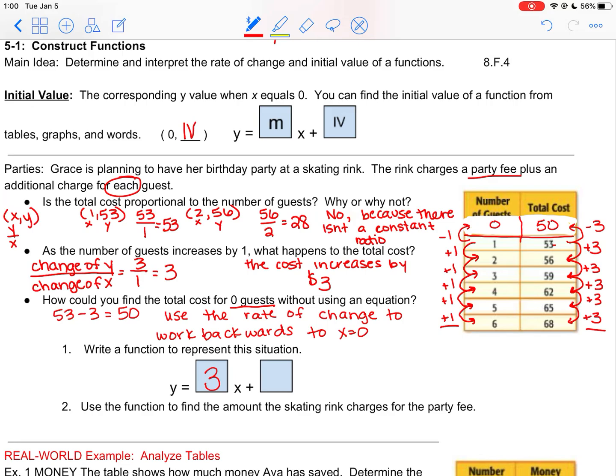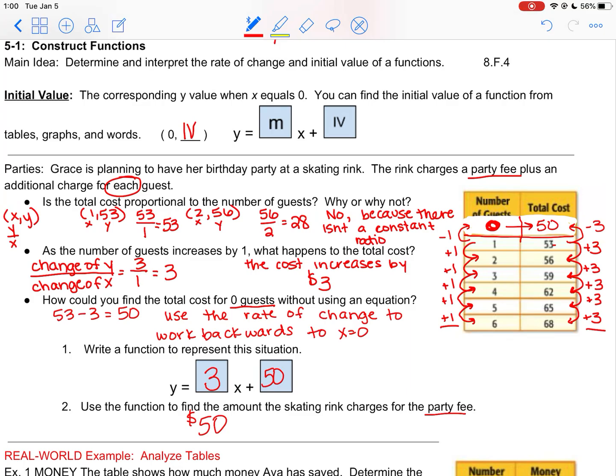Now I'm going to use my initial value as the second number, and the initial value is the y value when x equals 0. So if you look in the table and you see a 0, the number that goes with it is what's going to be added at the end of the equation. In this case, $50 is the starting point. It's our initial value. Based on this situation, this is going to be the party fee. So the party fee was $50, and then each person that came added $3 onto the total cost.